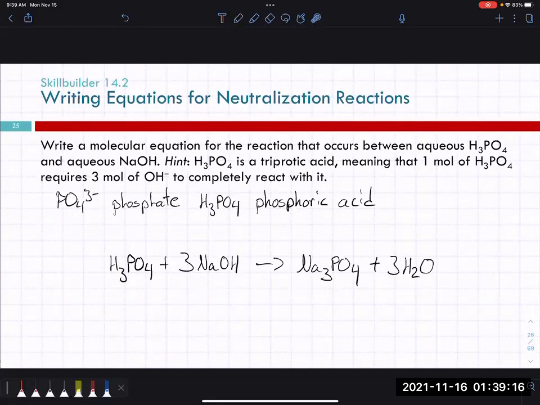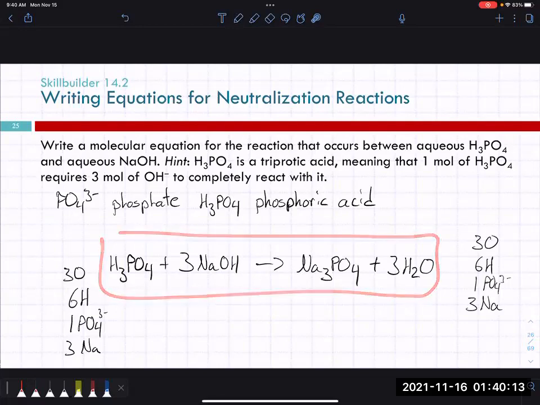So if we have on the left side 6 hydrogens, because we have 3 here, plus 3 times the number of hydrogens there. So 6 hydrogens. We have 1 PO4. And then we have 3 Na. And the oxygens, we have 3 oxygens. And then on the right side, we have 3 times 2 hydrogens. So that's 6 hydrogens. We have our 1 phosphate. And we have 3 sodiums. I'll do oxygens on top, but we have 3 oxygens as well. So this would be the balanced chemical reaction.